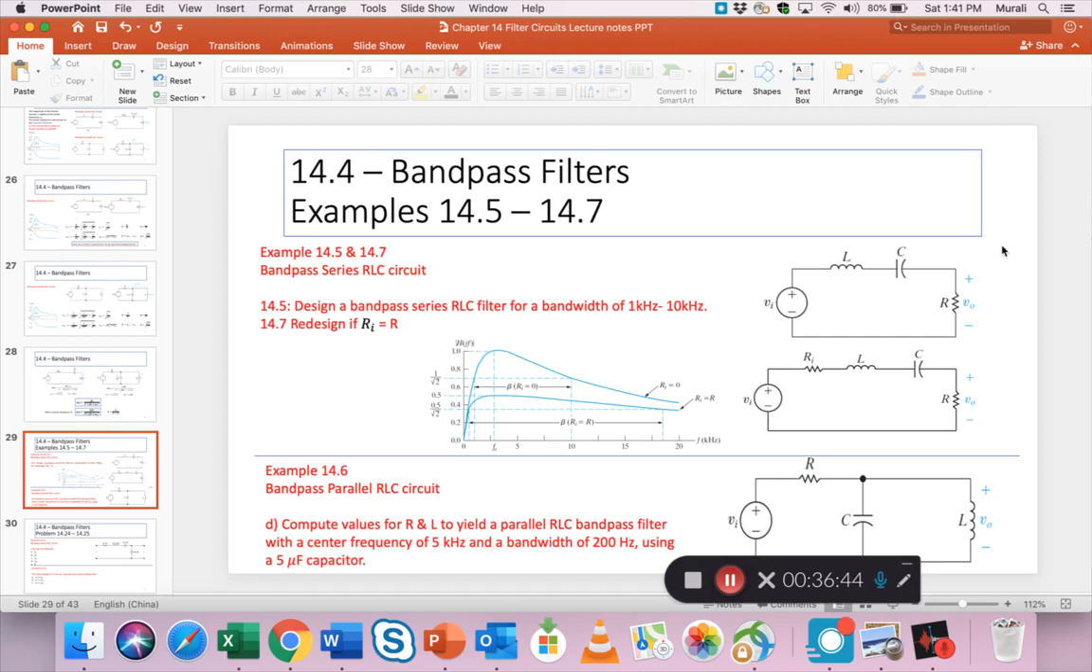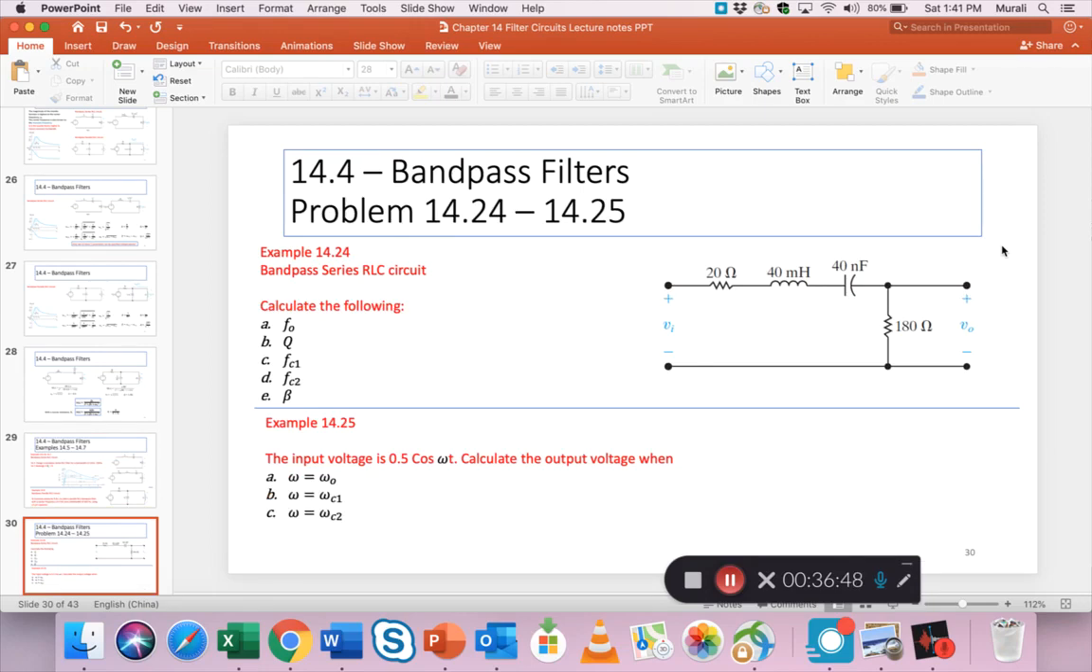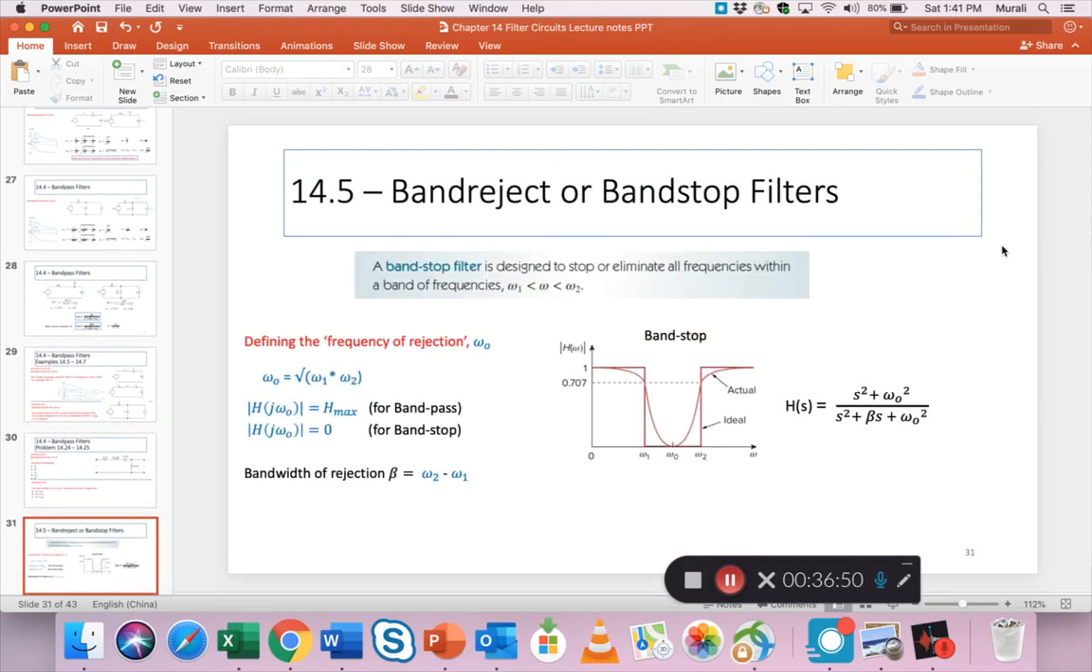Okay, I'm moving along to the next slide, which is an example. We'll come back to some problems later. But I stopped on slide 31. I have to hurry up here because we have some more material.